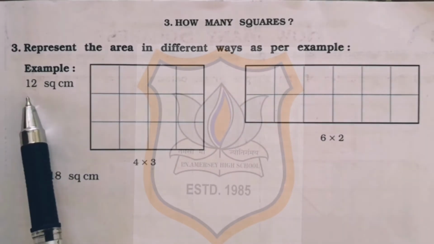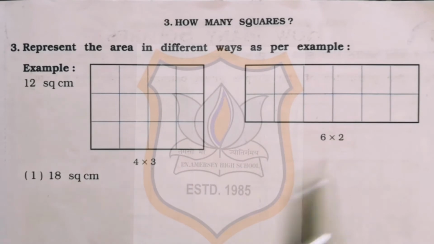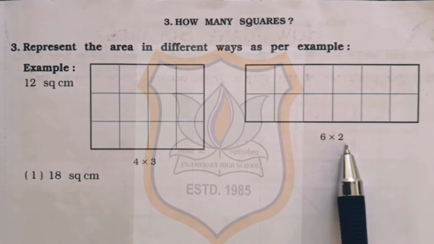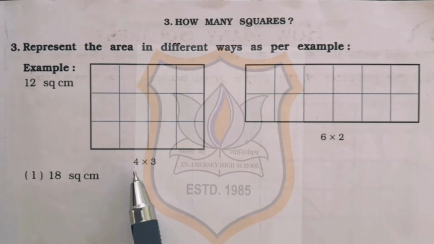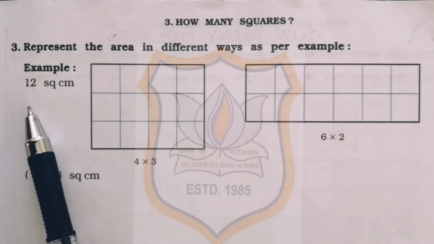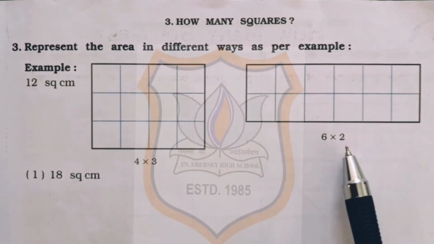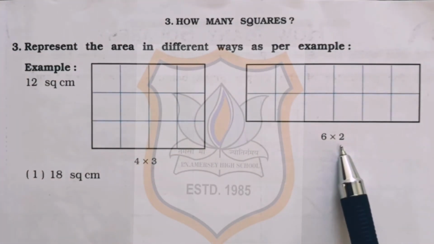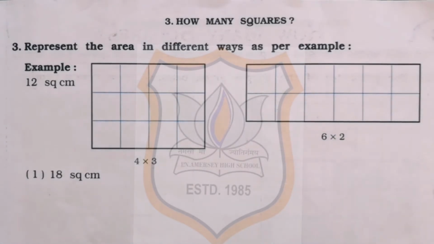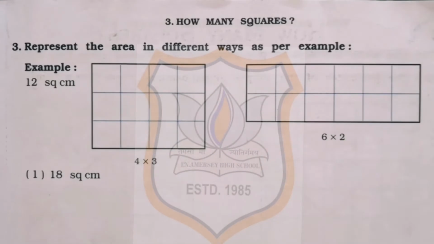If we take the factors of 12, 4 into 3 is also 12 and 6 into 2 is also 12. So by taking 4 as length and 3 as breadth, we will get this area as 12 square centimeter, and if we take 6 as length and 2 as breadth, then also by multiplying 6 and 2 we get 12 square centimeter of area. In this way we have to solve the following sums.